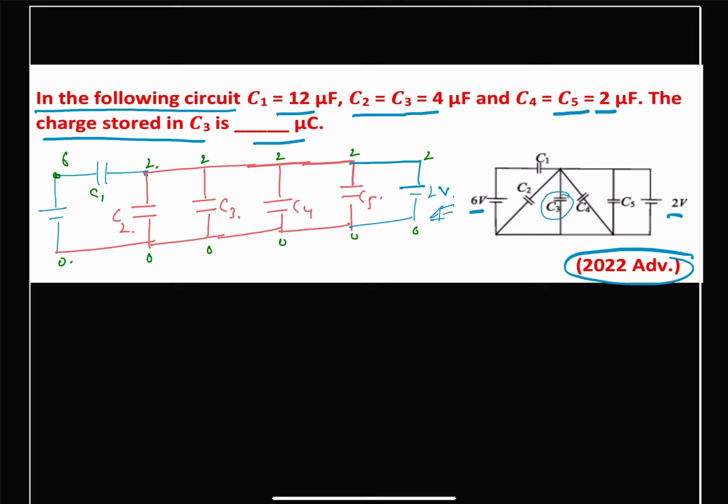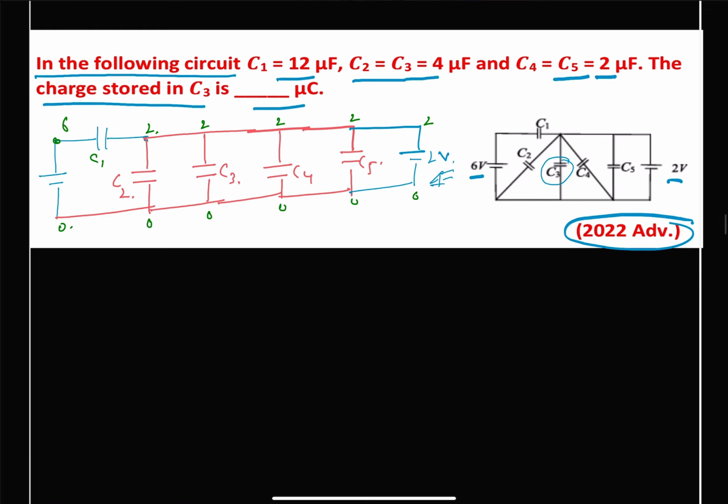So therefore we can find out the amount of charge that will be stored on our C1, because we are given that C2 and C3 are the same. So this is a 4 and this is also a 4. C4 and C5 are given to us as 2. So this is 2 microfarad, and this is also 2 microfarad. So this is our 4 microfarad, 4 microfarad, 2 microfarad and 2 microfarad. So we can find out the charge on C1.